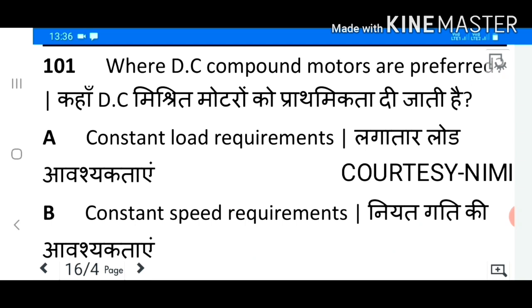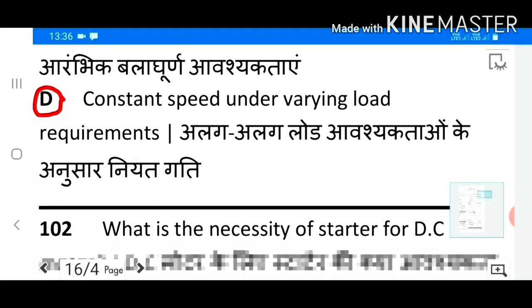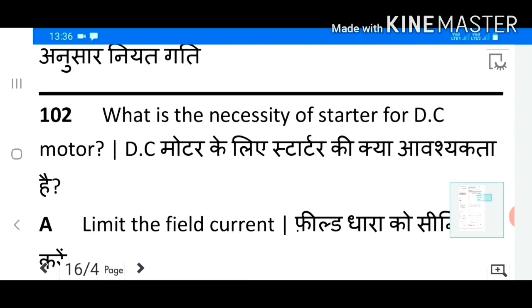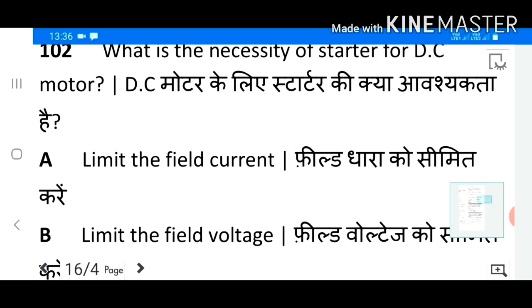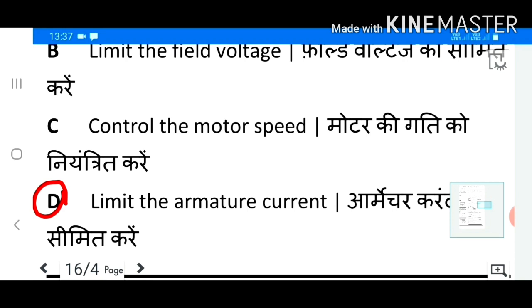Question number 101. Where DC compound motors are preferred? Answer. D. Constant speed under varying load requirements. 102. What is the necessity of starter for DC motor? Answer. D. Limit the armature current.